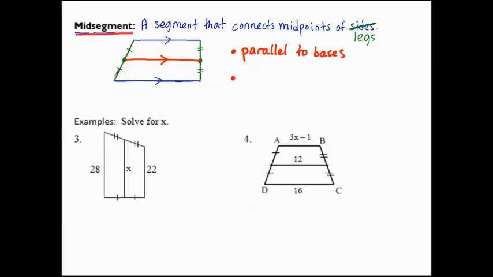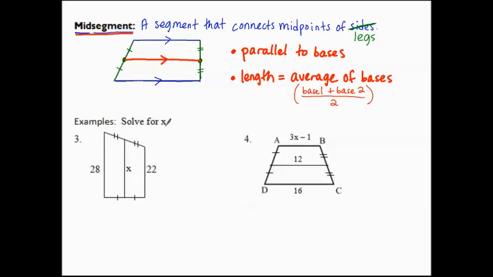So the length of it is exactly in between. How do we find exactly in between? We find the average. The length of the midsegment is the average of the bases. How do we do an average? Well, if we have two things, we add them, base 1 plus base 2, divided by 2. Average. Let's do some problems that deal with midsegment.